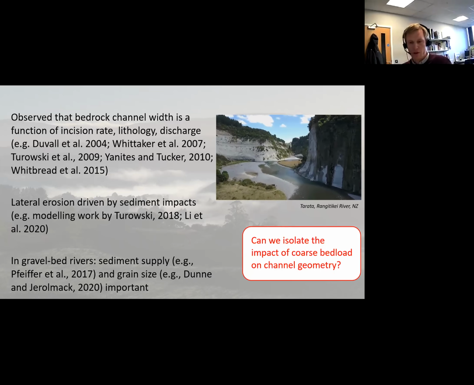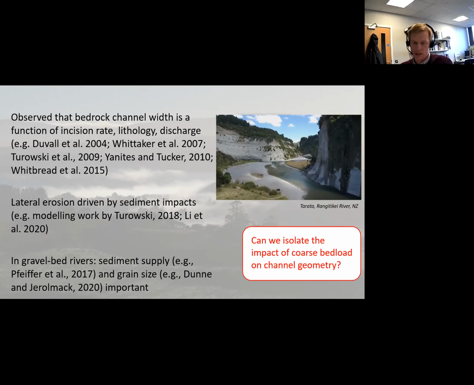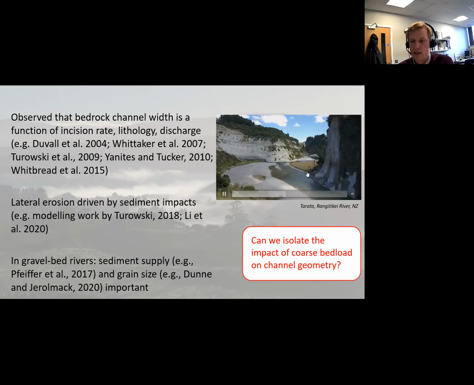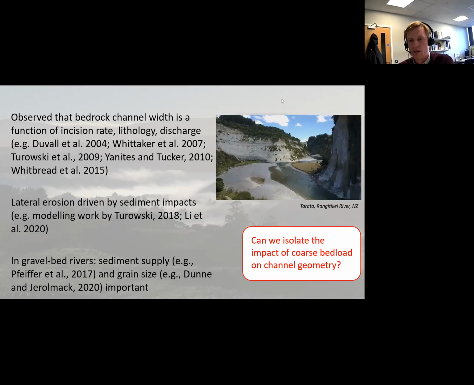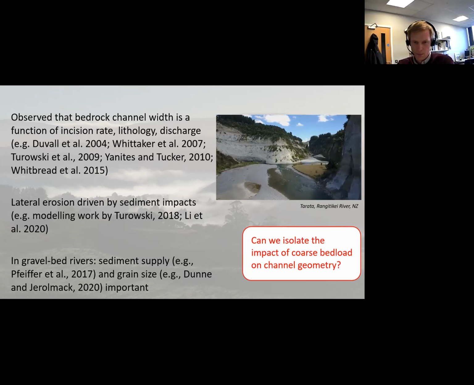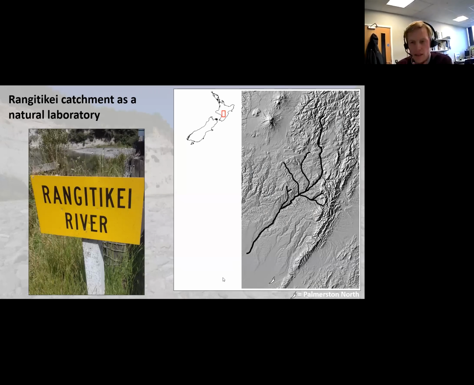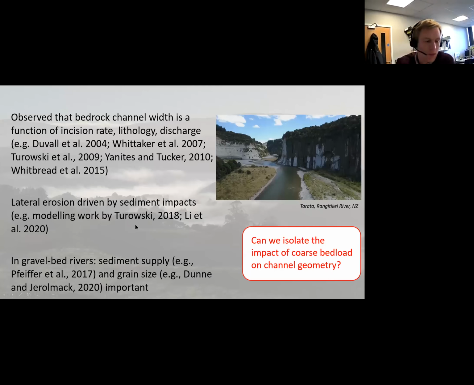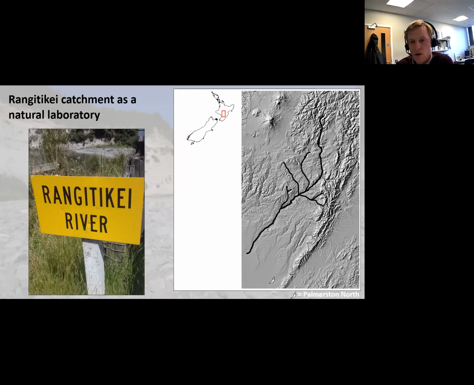I'm going to do that through two examples. The first, looking at the Rangitikei River here in New Zealand, and then also those small box flume experiments. So the Rangitikei, as mentioned, is in New Zealand. Lots of geomorphologists work in New Zealand, especially on the South Island, because of how tectonically active it is. The Rangitikei is in the North Island.